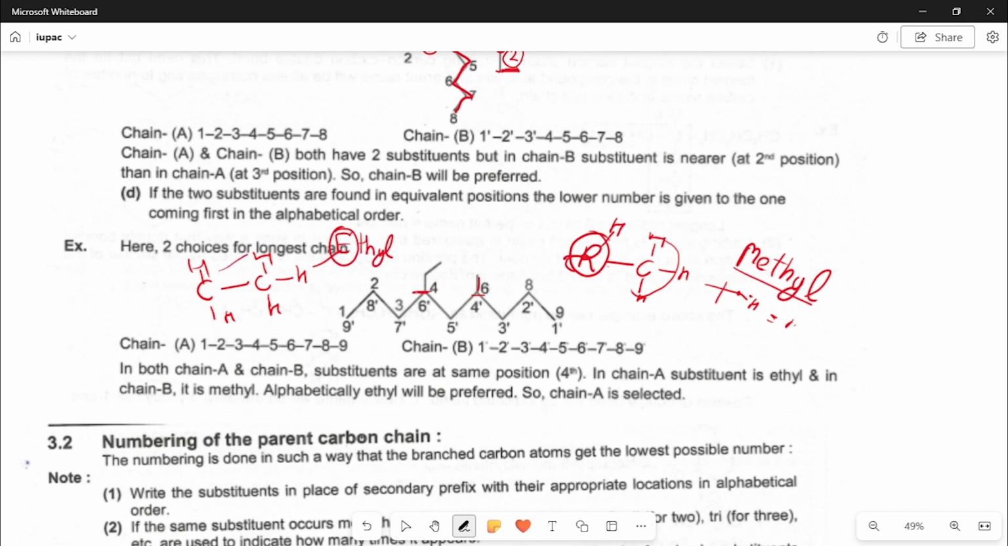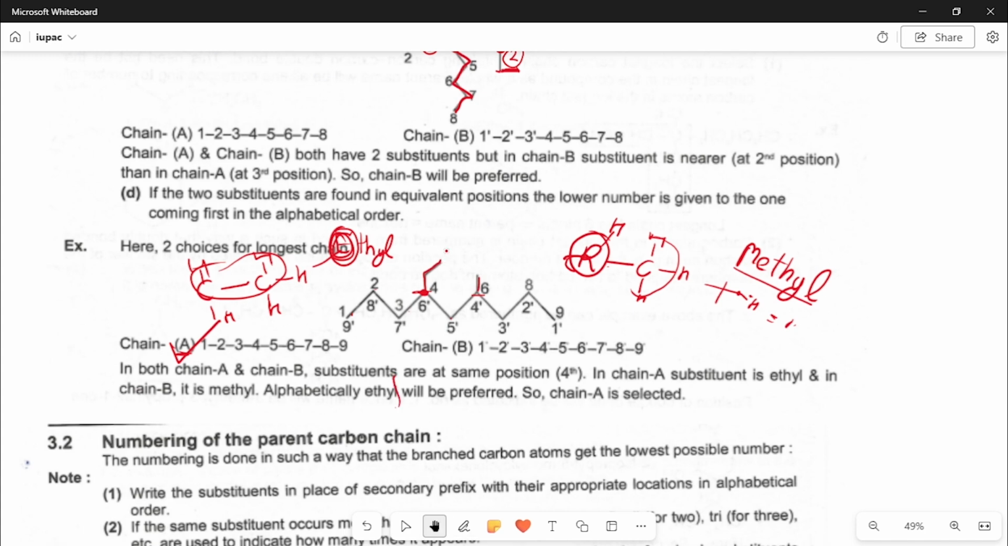So even though this one is bigger, when we go by alphabetical order, ethyl comes first. So we're going to use the chain in which ethyl will come first. 1, 2, 3, 4, 5, 6, 7, 8, 9. So in this case, chain A. Both in chain A and chain B, the substituents are at the same 4th position. In chain A, the substituent is ethyl, and in chain B, it is methyl. Alphabetically, ethyl is preferred, so we'll choose chain A. See, it's that easy.